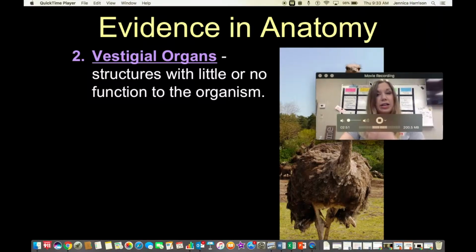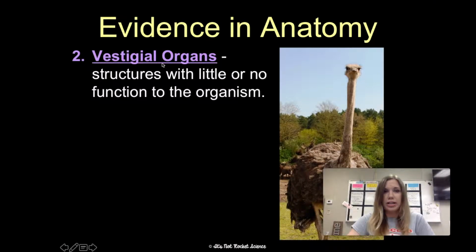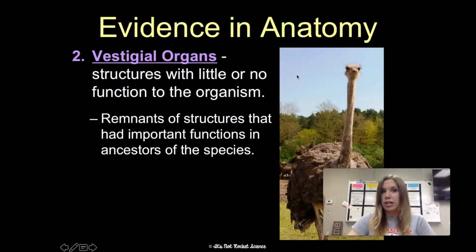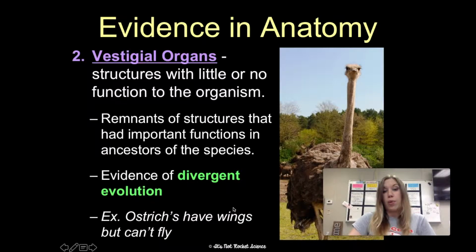Another word that I want you to know regarding evidence in anatomy is vestigial organs. A vestigial organ is a structure with little or no function to the organism. They are remnants of structures that had important functions in ancestors of the species. For example, ostriches have wings, but they can no longer fly. The wings used to have an important function in an ancestor of that species. However, they have since not been of any use to that organism.